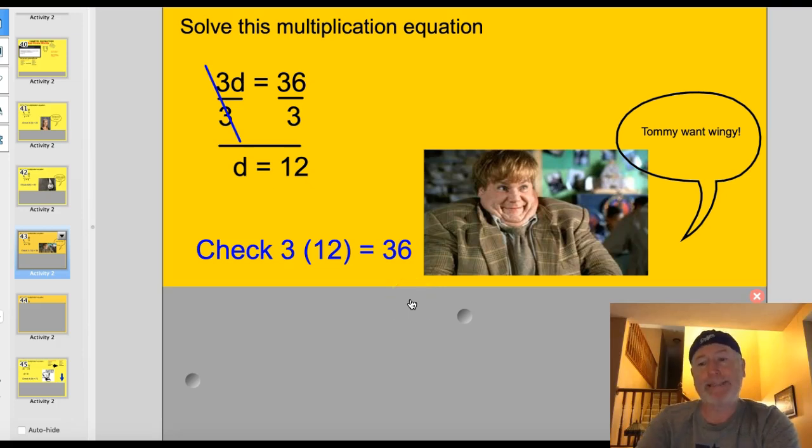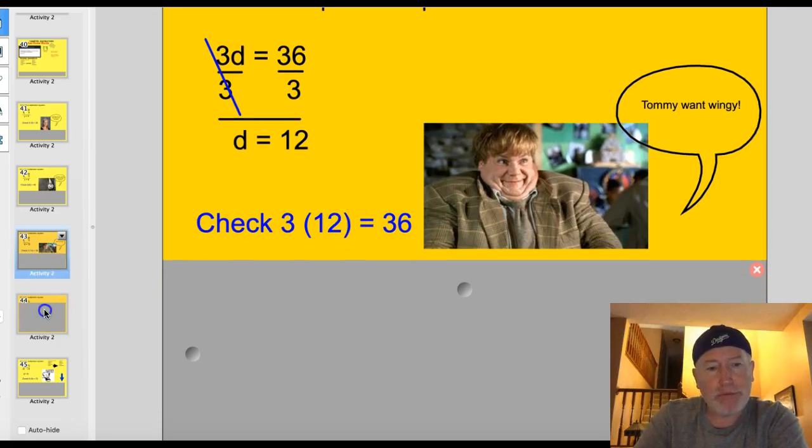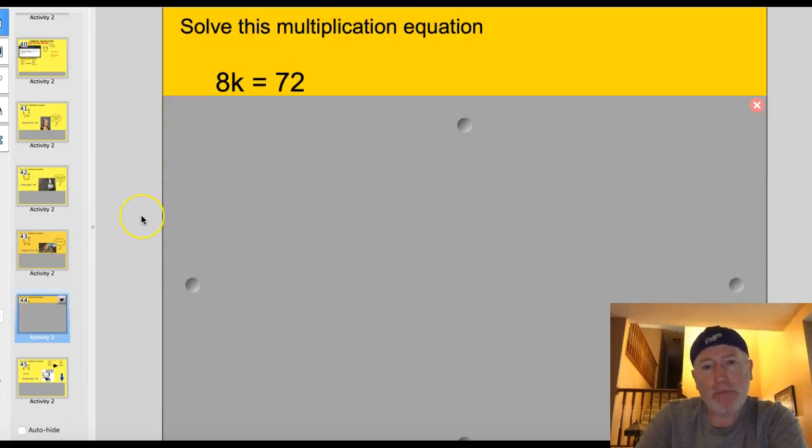Tommy want wingy. I don't know why I love that picture so much. I just do. Ask your dad. He'll know what movie that's from.